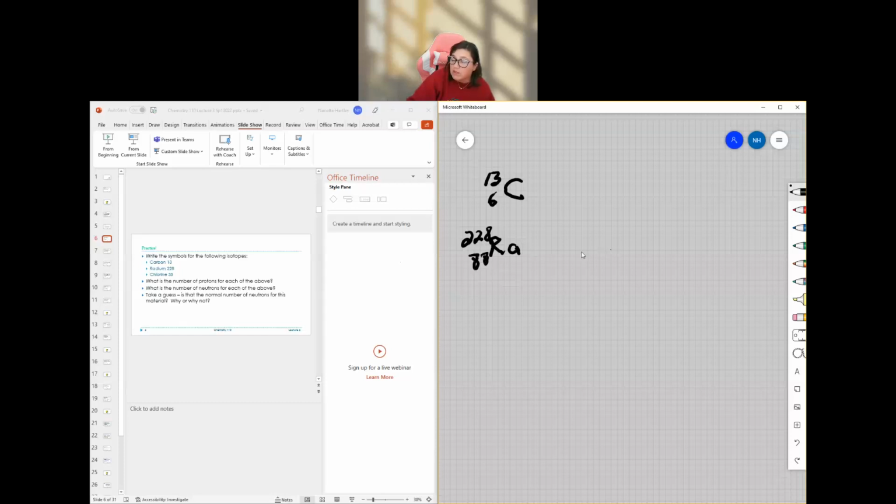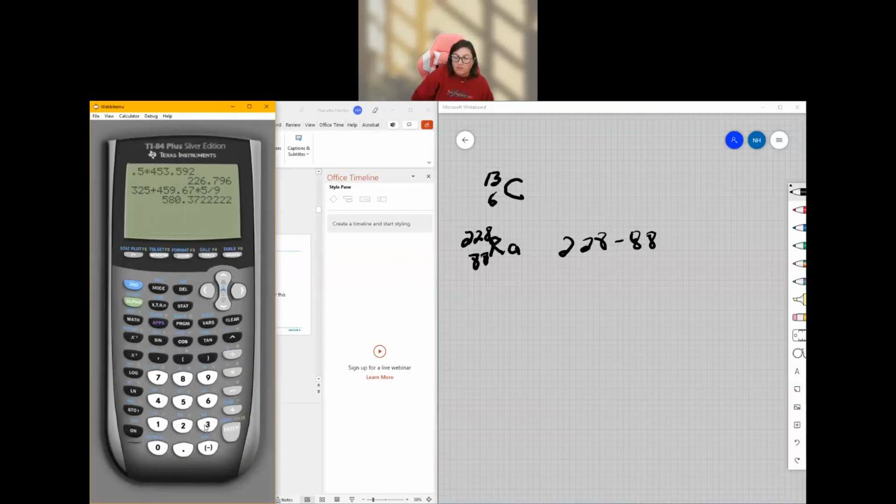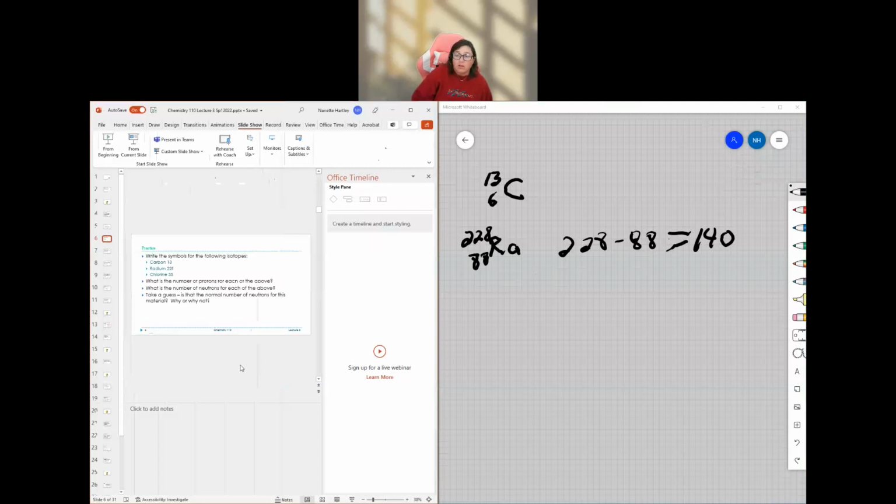And then if we wanted to talk about how many neutrons we'd have, it's 228 minus 88. And no, I can't do that math in my head, so I would have to use my calculator to do it. 228 minus 88. Yay, 140. Subtraction and division are not my strong suits. Okay, awesome. Let's look at what else we've got.